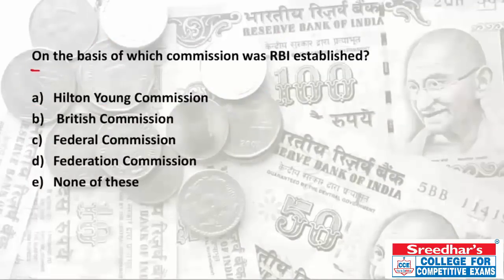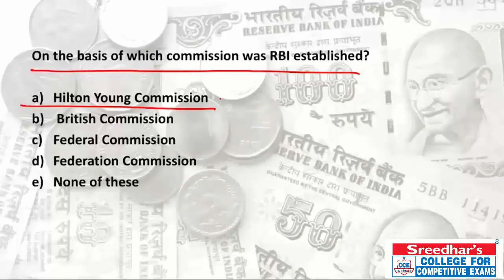On the basis of which commission was RBI established? On the basis of the Hilton Young Commission, the Reserve Bank of India was established. It actually started in 1926, when the Hilton Young Commission was given the task of designing a bank. So the genesis of the Reserve Bank of India started in 1926.